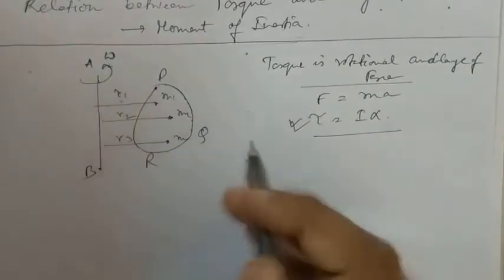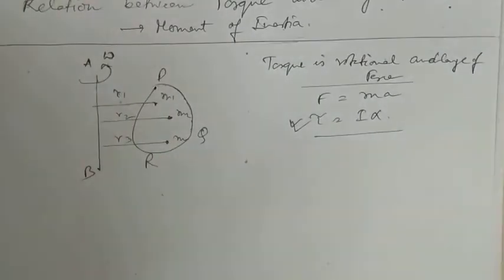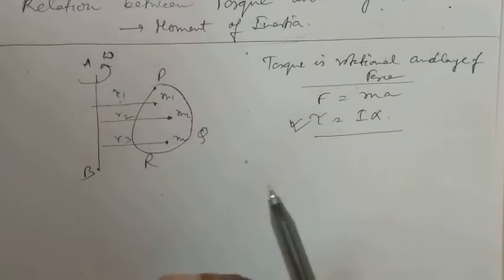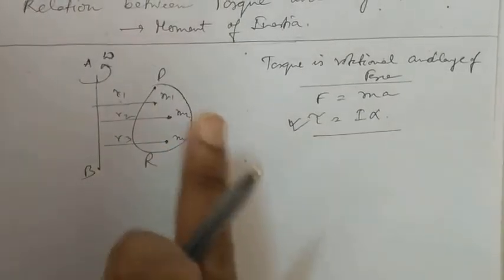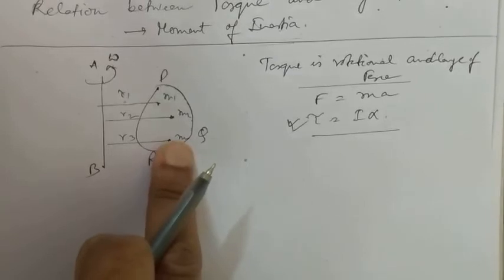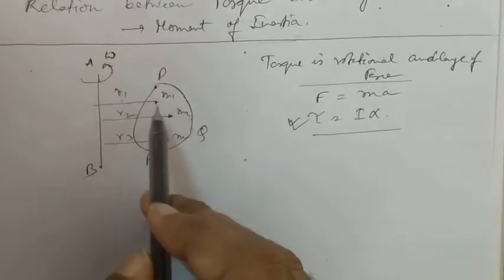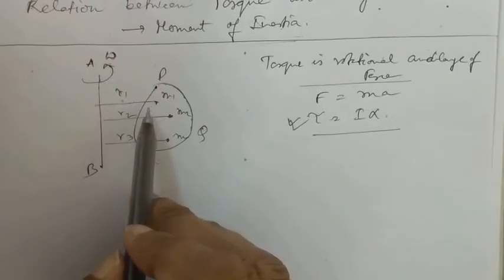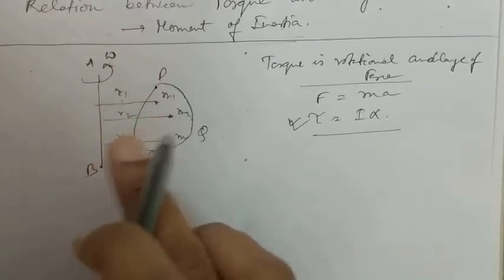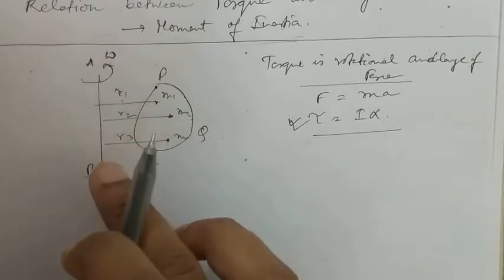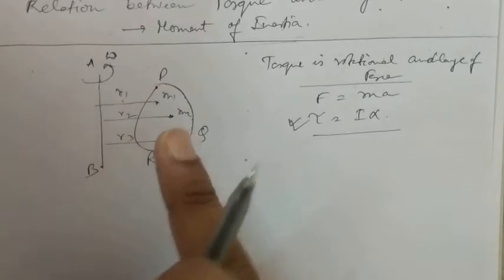Now this PQR body will have the same angular acceleration, because in the case of pure rotation, the axis of rotation remains fixed and the angular acceleration of each of these point masses remains the same. But due to the difference in distances of the point masses from the axis of rotation, the linear accelerations are different.